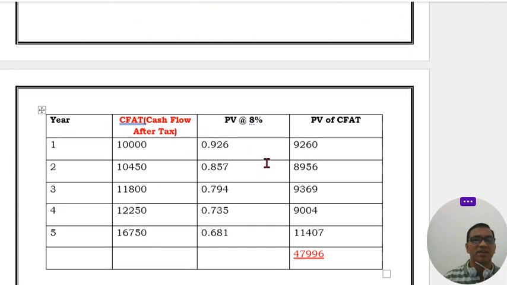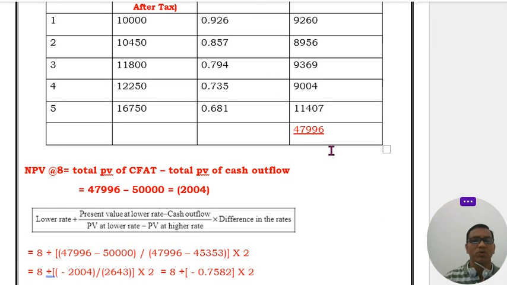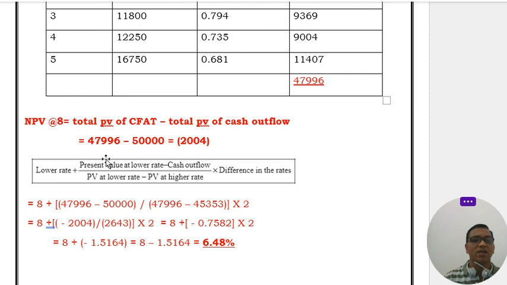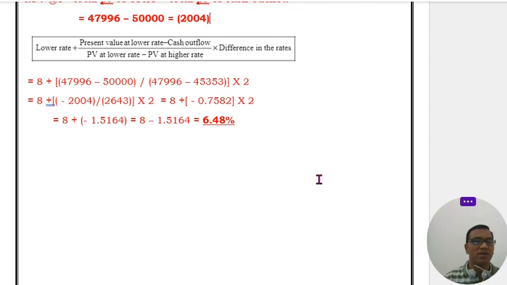I choose 8%. Then take the table value at 8%, convert the PV of CFAT, and get the total PV of CFAT. Calculate one more NPV. After that, two NPVs are ready, at 10% and at 8%. This is the minus value I kept in brackets. Then substitute the values in the interpolation formula, and you get the answer: IRR is equal to 6.48 percent.